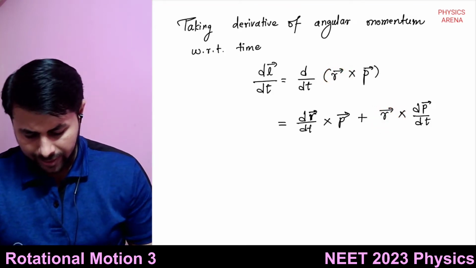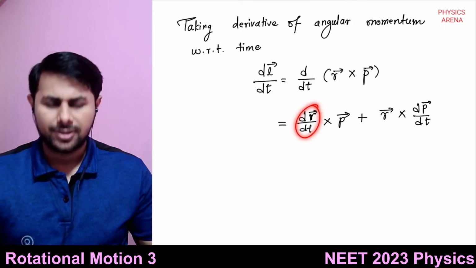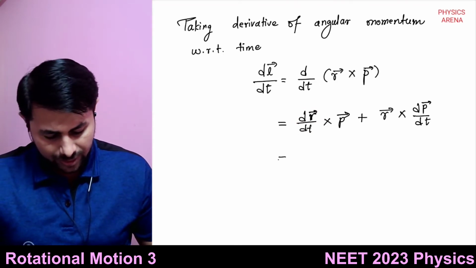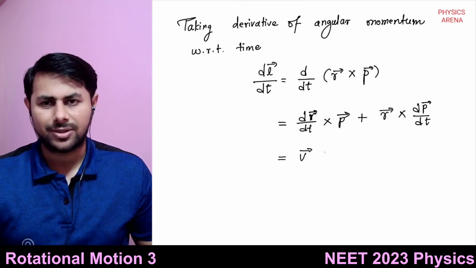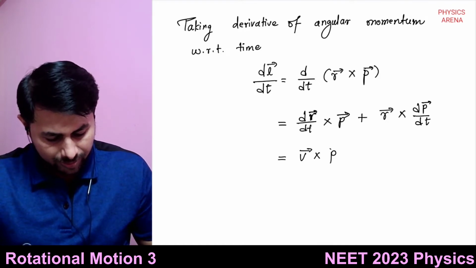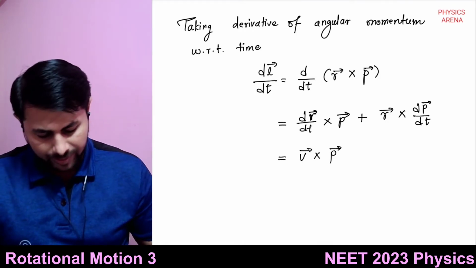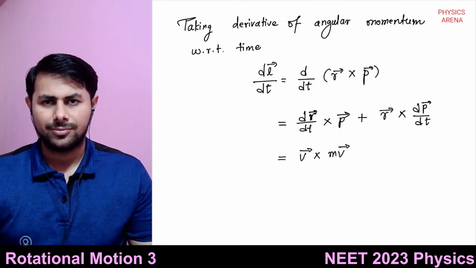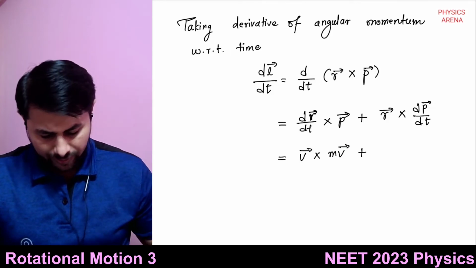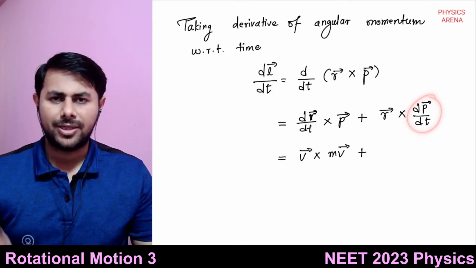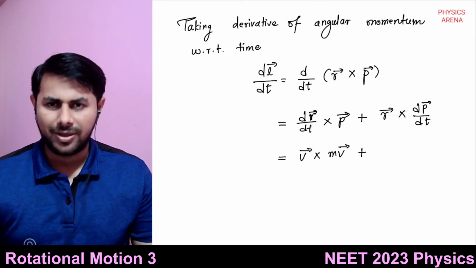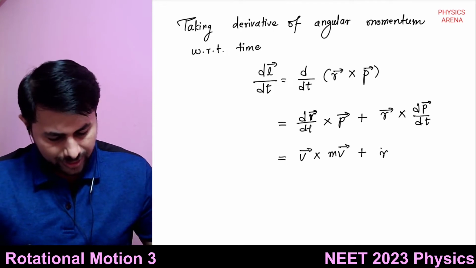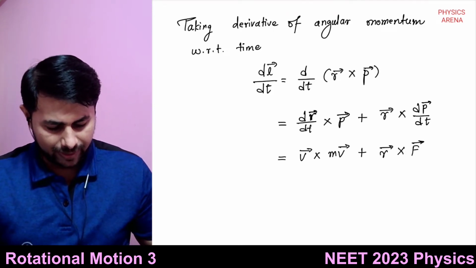So then what is dr bar by dt? This is the rate of change of position with respect to time. So this is velocity, right? This is the velocity of a particle. So we have v bar cross p bar. And what is p bar? P bar is equal to m times v bar only. Plus, what is dp bar by dt? Rate of change of momentum with respect to time. Very good. So it is the force acting on the particle. So this thing is r bar cross F bar.